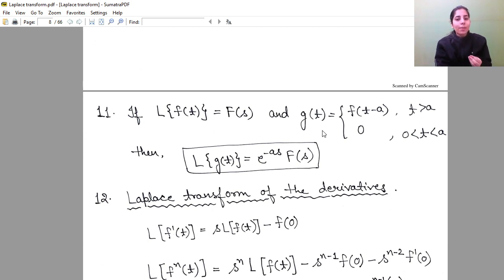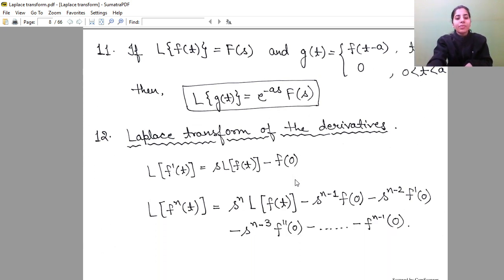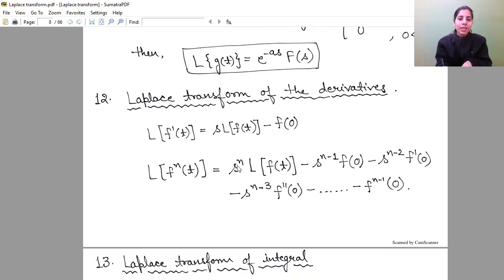And you want to find the Laplace transform of g(t), which is another function, which you can consider in this way: f(t minus a) for t greater than a, and when t is lying between 0 to a, its value is 0. So for this kind of function, if you want to find the Laplace transform, that is for g(t), it will be equal to e to the power minus as times F(s). Clear? Next, if I'm going to talk about the next one, which is the Laplace transform of the derivatives.